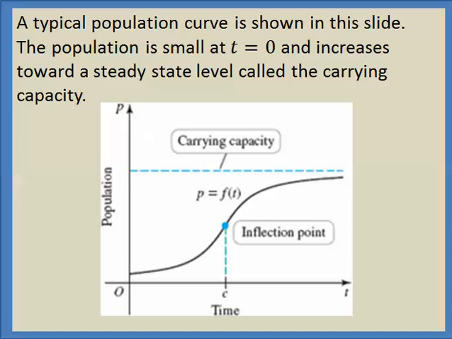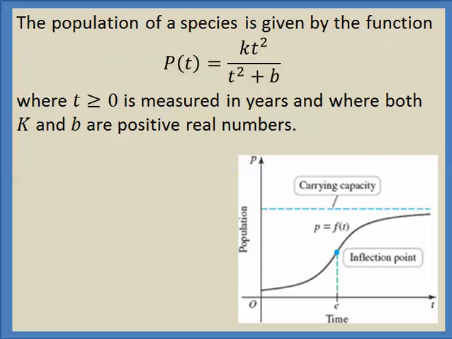4.2.75. A typical population curve is shown in this slide. The population is small at t equals 0 and increases toward a steady state level called the carrying capacity. The population of a species is given by this function where t is measured in years and where both k and b are positive real numbers.